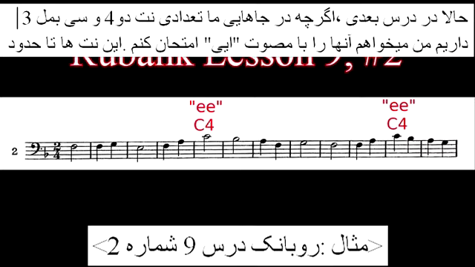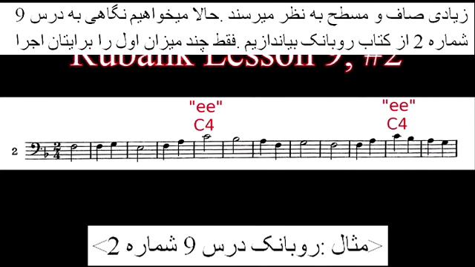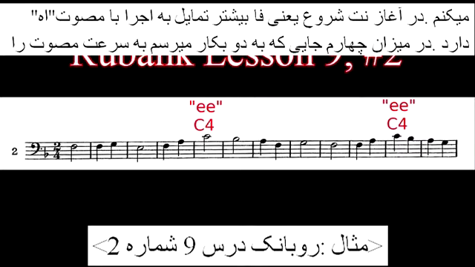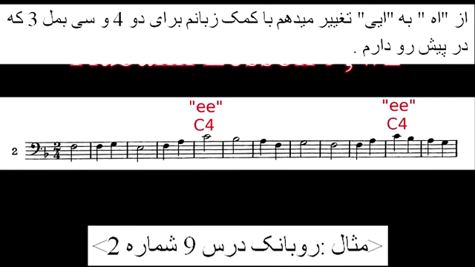So let's look at the Rubank lesson 9, number 2. I'm just going to play for you the first few measures here, but the opening note, that F, has more of an ah vowel. But in measure 4, as I move up to the C natural, I'm quickly moving from ah up to the E vowel position with my tongue for the C4, and then the B flat 3 following it.